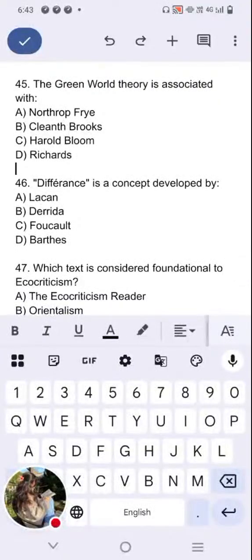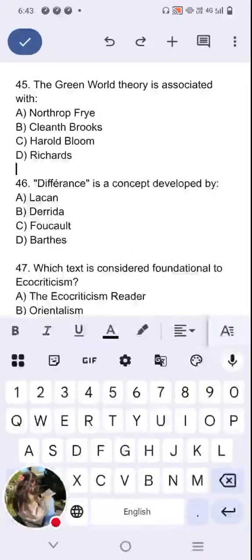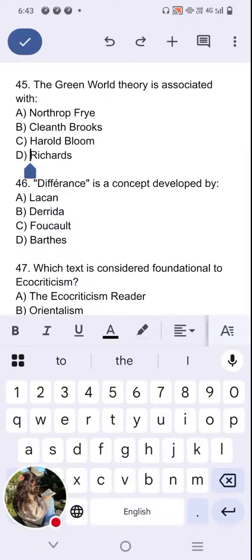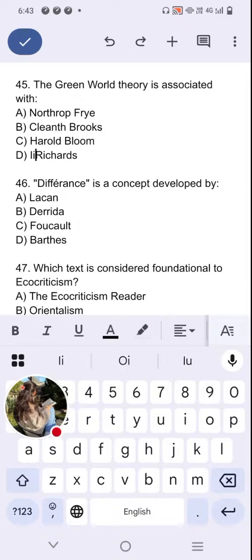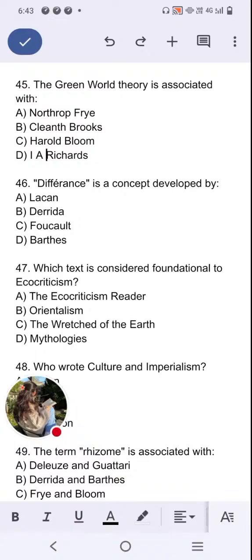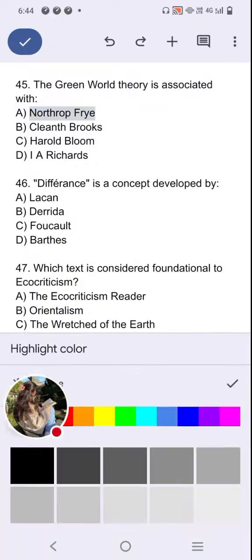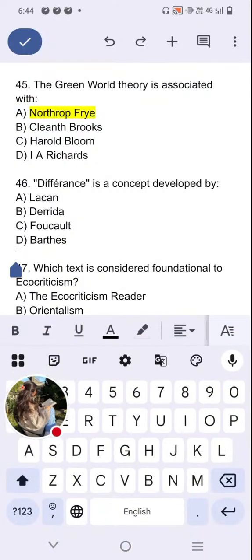Next question. The green world theory is associated with who? Option A, Northrop Frye. Option B, Cleanth Brooks. Option C, Harold Bloom. Option D, Ayerwitz. Who do you think is associated with the theory? The green world. And I'll be honest, even I didn't know the answer at first. So this was new information for me. So I have come with a proper explanation as well. Who do you think it is? The right answer is Northrop Frye, and I will give you a proper explanation as to what is green world theory.